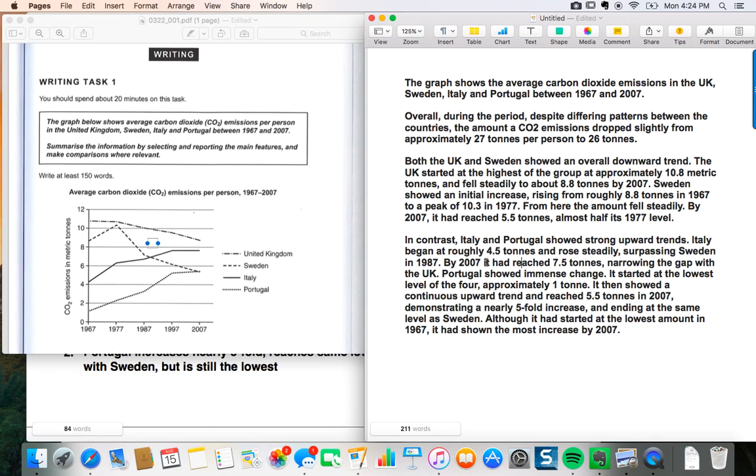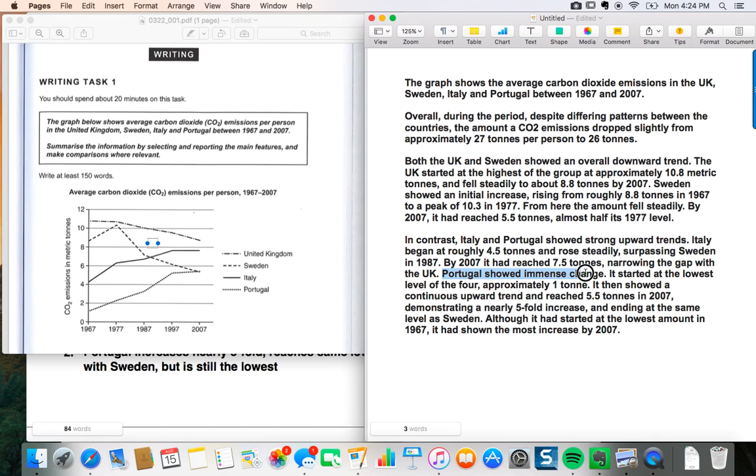So again, I've done this again. By 2007, it had reached. And then I wrote here, narrowing the gap with the UK. So, it's come quite close. So that's a very nice way of putting it. Although it was half the amount here, it narrowed the gap, so it came a lot closer. It's a nice piece of vocabulary. As well, this is a nice piece of grammar. This is that participle clause. It's very helpful in this task and other ones.